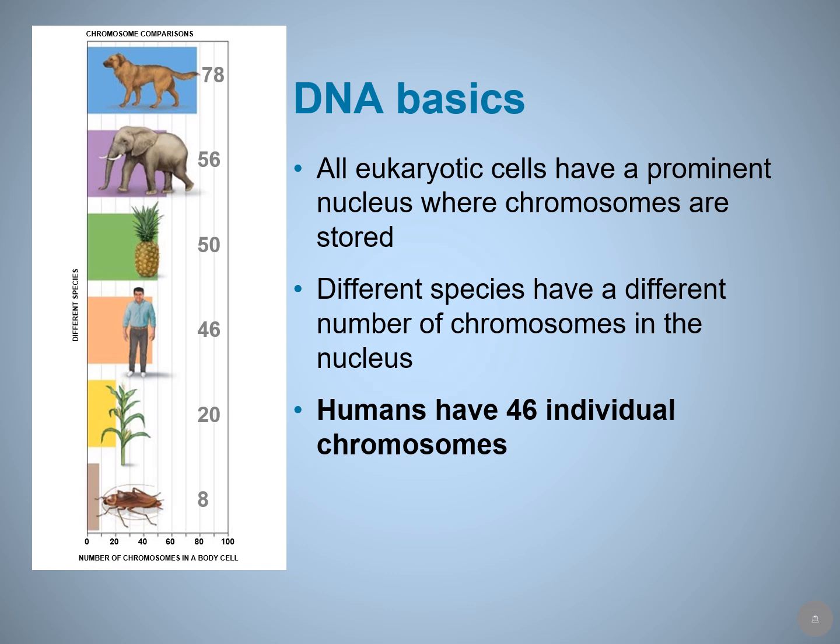So you can see at the bottom there that bug is going to have 8 chromosomes, corn has 20, humans have 46, a pineapple has 50 chromosomes, an elephant has 56, and a dog has 78. So those items indicate to us that the complexity doesn't matter. We as humans are probably one of the most complex organisms, and we have 46 chromosomes, and a pineapple, that is just a pineapple, has 50.